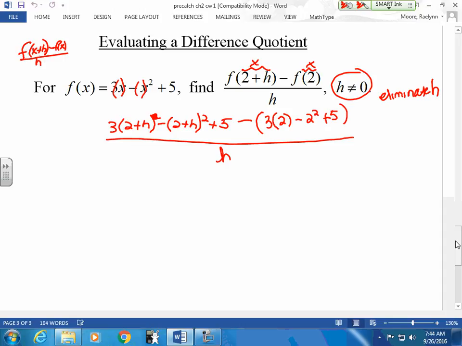Another thing, you cannot cancel terms, ever. You can factor and take out your factors. So you can't cancel h's at random. You have to make sure they all cancel out. So we're just going to work this out. We're going to distribute this.